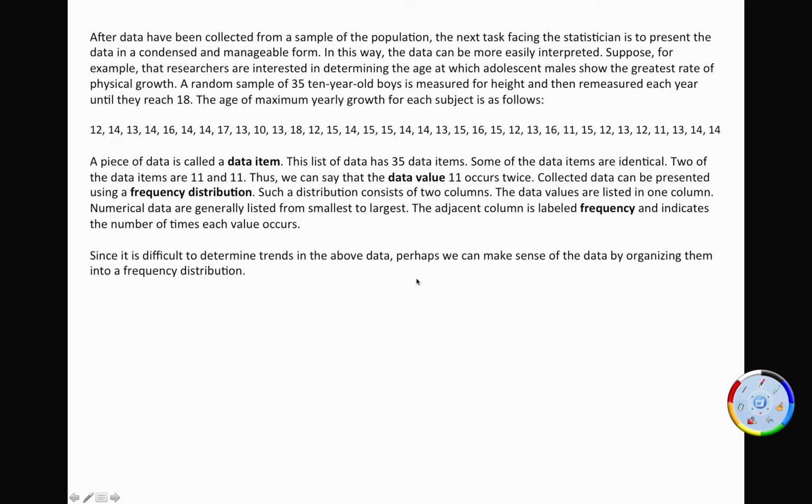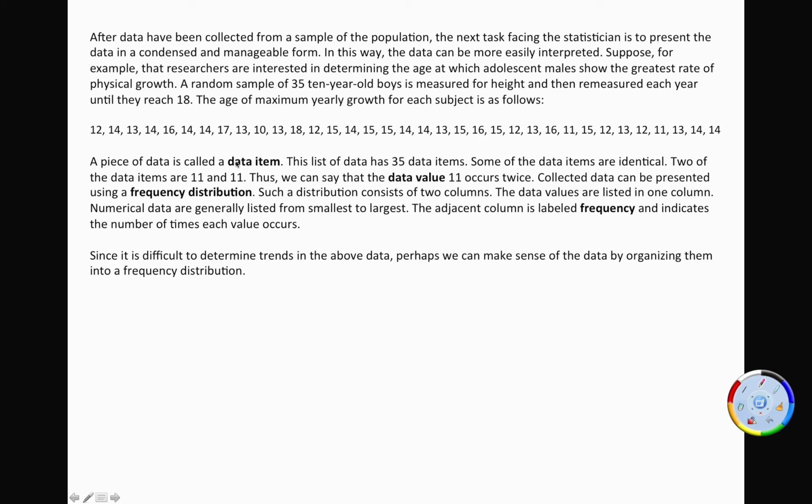Suppose, for example, that researchers are interested in determining the age at which adolescent males show the greatest rate of physical growth. A random sample of 35 10-year-old boys is measured for height and then remeasured each year until they reach 18. The age of maximum yearly growth for each subject is as follows. Okay, so in other words, this 12-year-old had his maximum growth when he was 12. This boy had his maximum yearly growth when he was 14, etc.